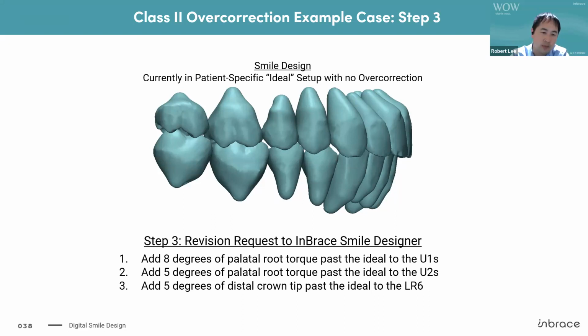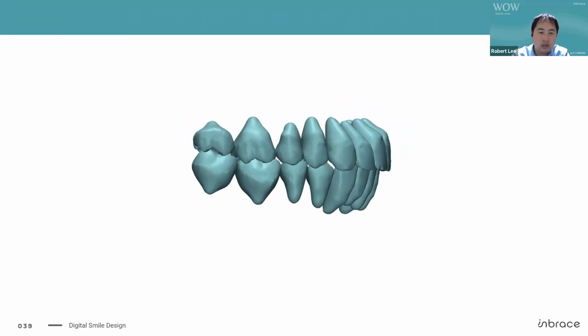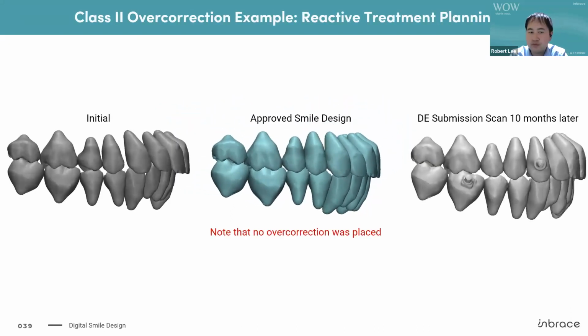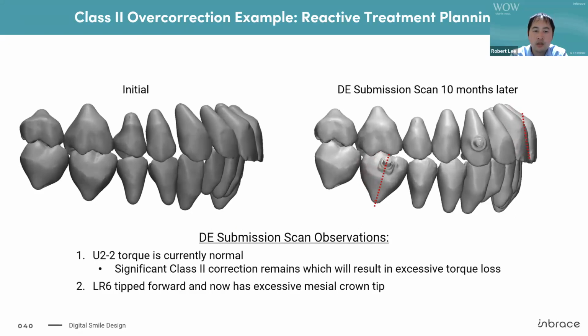And then we also here recommending add 5 degrees of distal crown tip to that lower right 6. So this case was actually approved without any overcorrection. So it's good to see what happens when you don't add overcorrection. So comparing this now, when the patient came back 10 months later for a DE scan, you can see that the upper 2-to-2 torque is fairly normal.